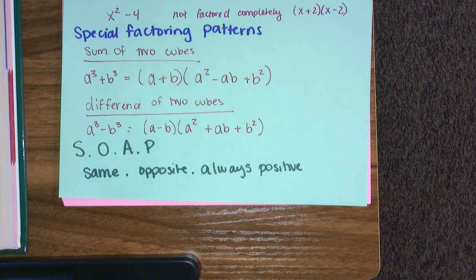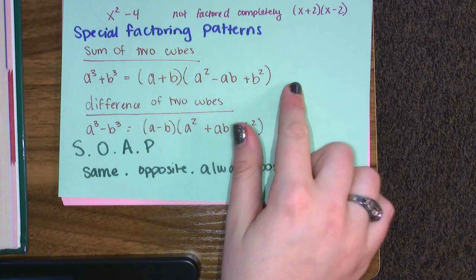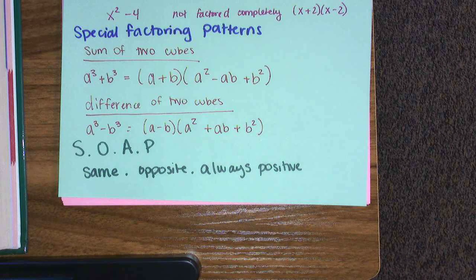Okay, so that's kind of a trick. If you remember what the pattern is, then you just have to remember same, opposite, always positive, and you can go back and put your signs in afterwards.